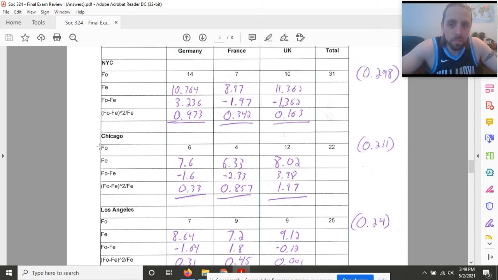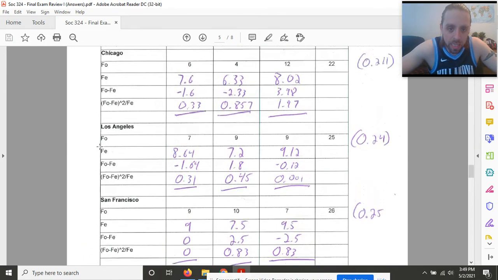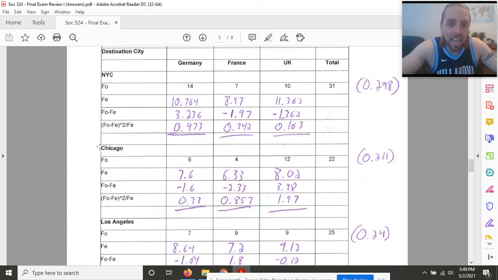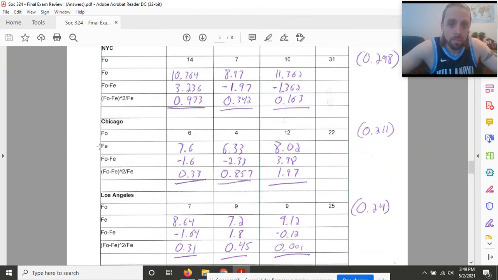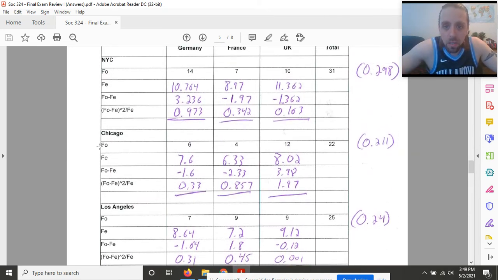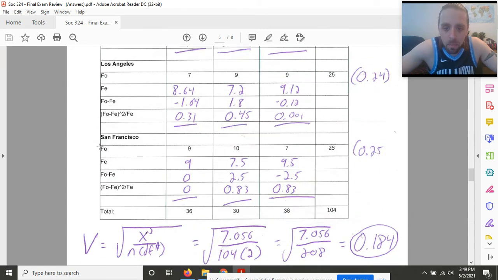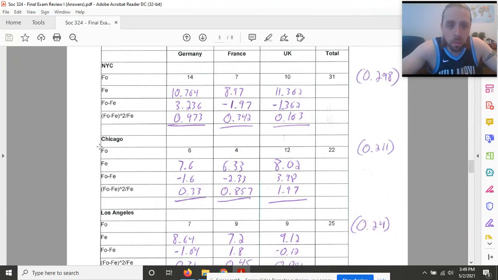So for Germany and New York City, let's start with that cell. I take 29.8%, and I multiply that by the total number of Germans, which here is 36. So 0.298 times 36 gives me a frequency expected of 10.764. Then I do the same thing for France: 0.298 times the 30 Frenchmen, 0.342. And then I do the same thing for the Brits, 0.298 times 38. And that gives me a frequency expected for the UK and New York City of 11.362.